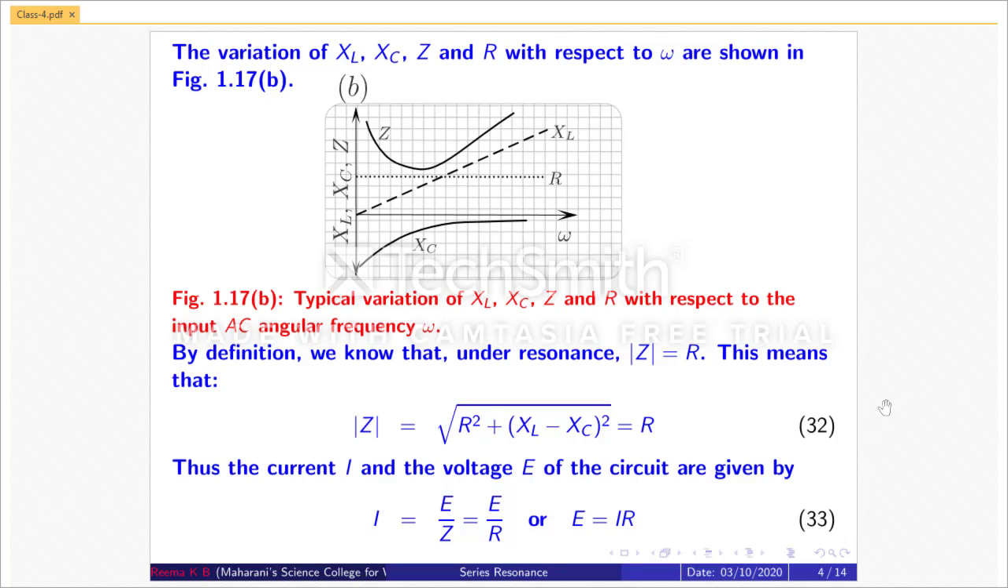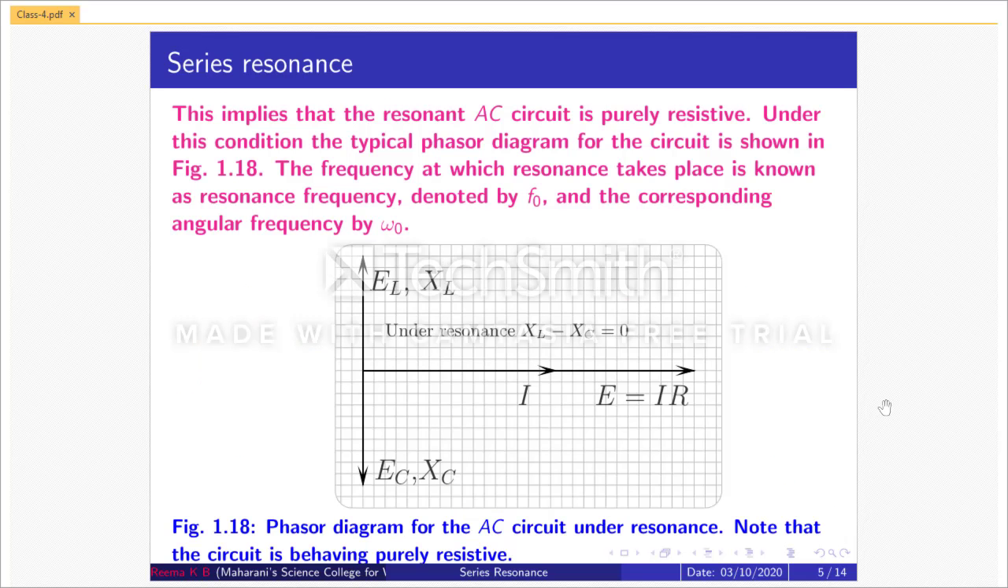By definition, we know that under resonance, the magnitude of the impedance Z is equal to R. This means that the magnitude of Z = square root of (R squared + (XL - XC) squared) is equal to R. Thus, the current I and the voltage E of the circuit are given by I = E/Z, which is equal to E/R, or you can also express it as E = I R. This implies that the resonant AC circuit is purely resistive.